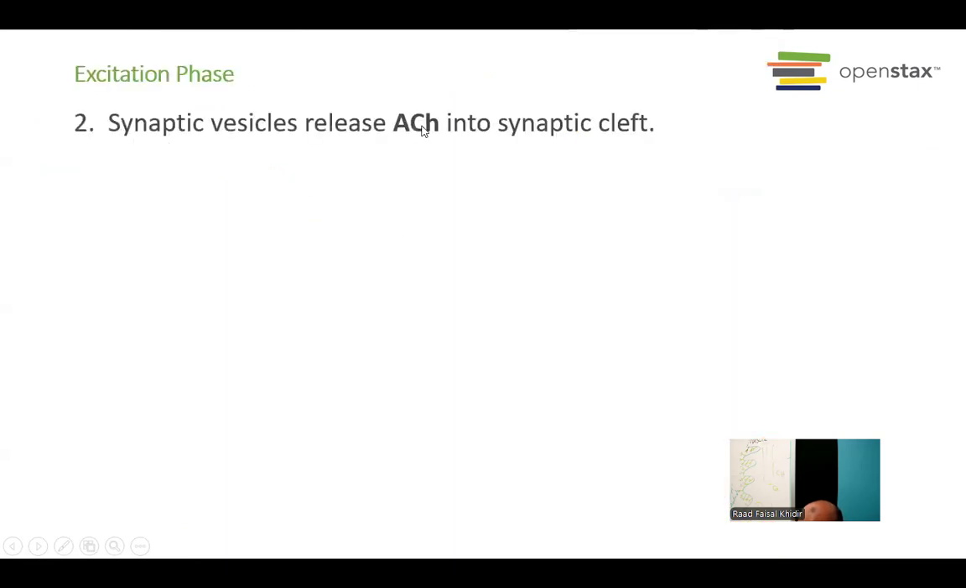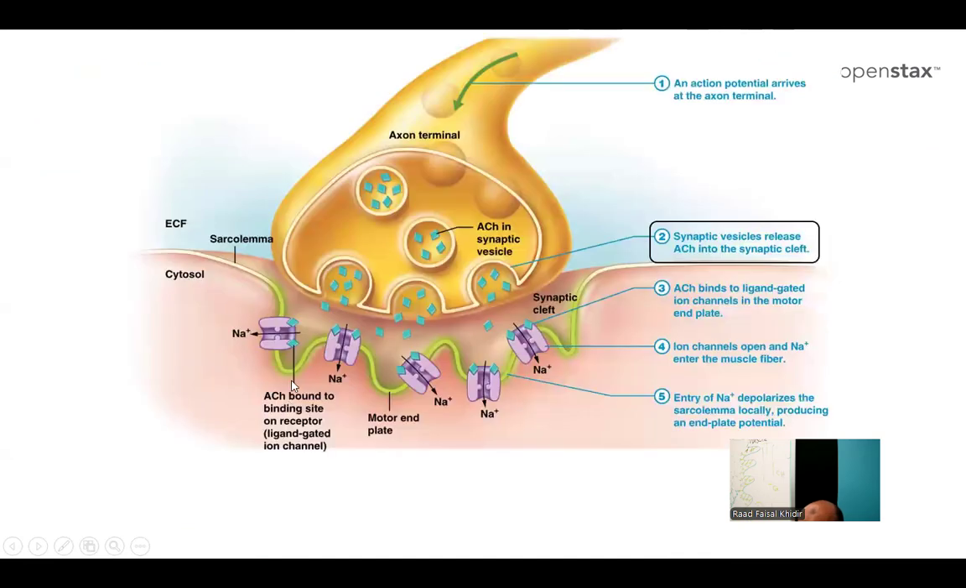The synaptic vesicles release acetylcholine into the synaptic cleft. You see, an action potential arrives at the nerve terminal, and the synaptic vesicles release acetylcholine into the synaptic cleft. Then acetylcholine binds to ligand-gated ion channels in the motor end plate. The ion channels open and sodium enters the muscle fibers. The entry of sodium depolarizes the sarcolemma locally, producing an end plate potential.